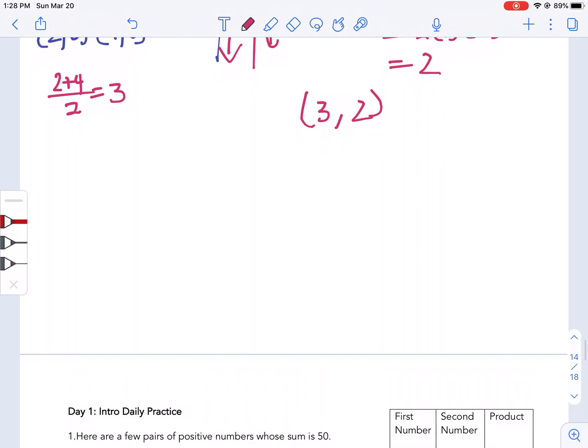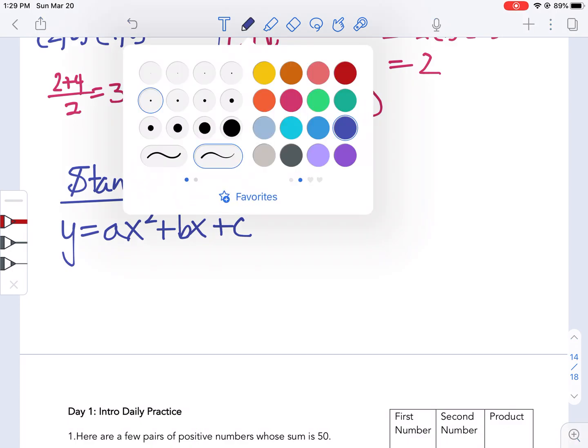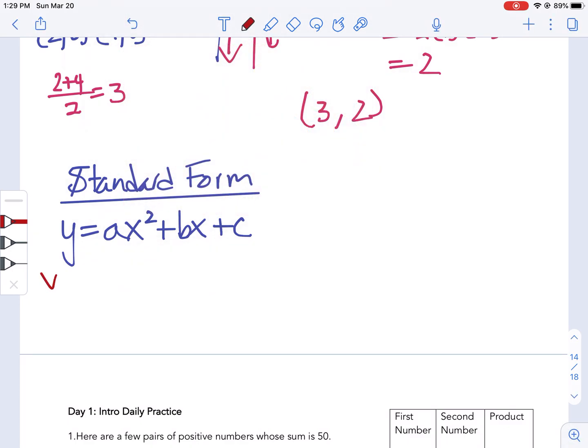So the last type of form we're going to look at today, there's one more that we didn't investigate, and that is standard form. So standard form is when these are multiplied out. y = ax^2 + bx + c. And a does the same thing in all of these, but to find our vertex, the x-coordinate of our vertex, which I'll call the h value, is the opposite of b over 2a. And to get the k value, we plug in h.